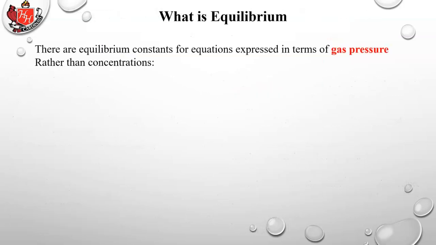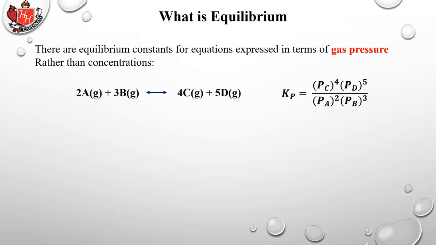There are equilibrium constants for equations expressed in terms of gas pressure rather than concentrations. So here is an equation which involves gases, and simply the way you would write it is Kp for pressure, and there you'd write P with a subscript of whatever the reactant or the product is, and then the same thing, you use the coefficient as the exponent. So that's how you would write the law of mass action for a pressure reaction.